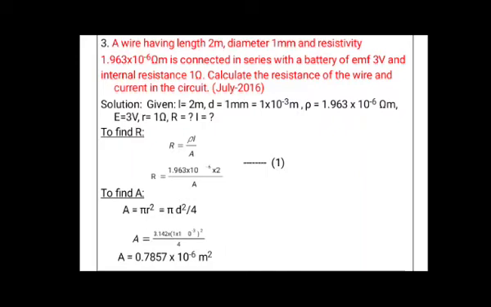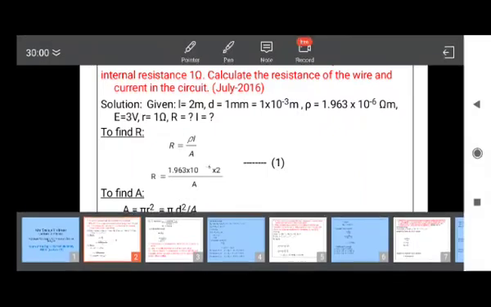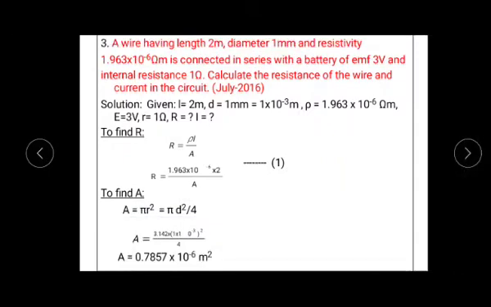And resistivity. Resistivity is represented by the letter rho. So rho is equal to 1.963 into 10 raised to minus 6 ohm meter, connected in series with a battery of EMF 3 volt. So EMF E is equal to 3 volt and internal resistance 1 ohm. Internal resistance is denoted by small r. So r is equal to 1 ohm.